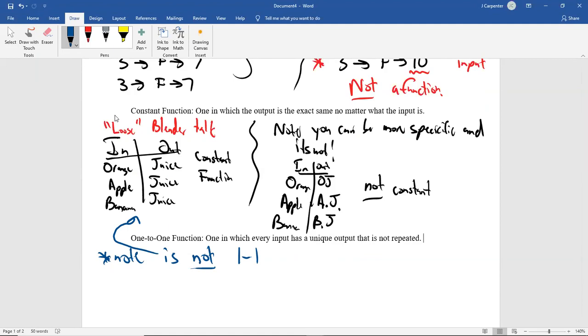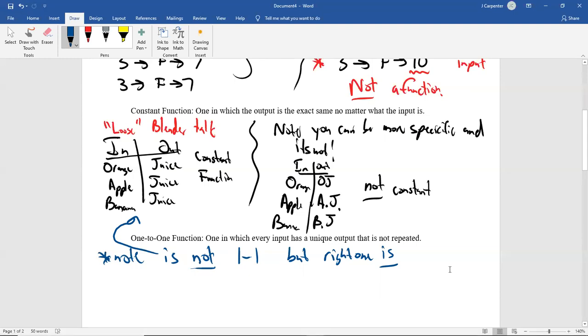So not all functions are one-to-one. But this one on the right is, because you don't even have any repeated inputs. You don't have any repeated outputs. There are no repeated outputs. There are no repeated inputs. That automatically makes it a function. That automatically makes it one-to-one. Now, again, this one-to-one idea is not something that we're going to see extensively throughout this course, but we give it as a definition.